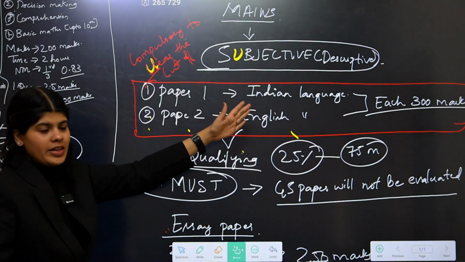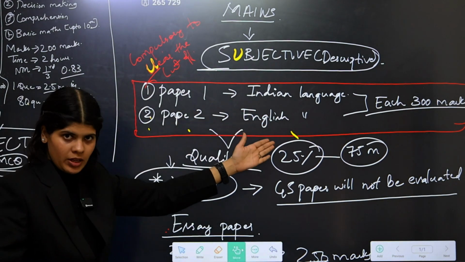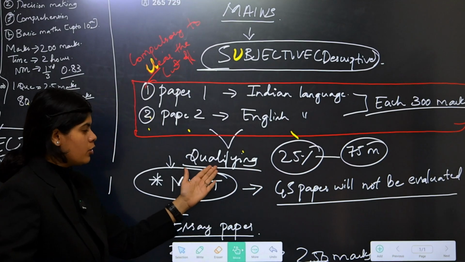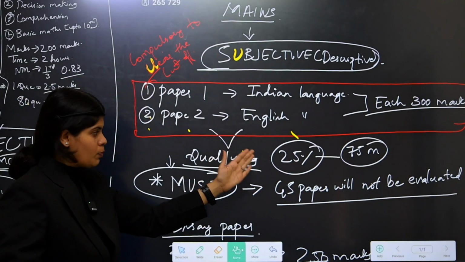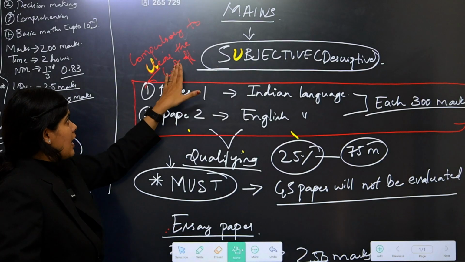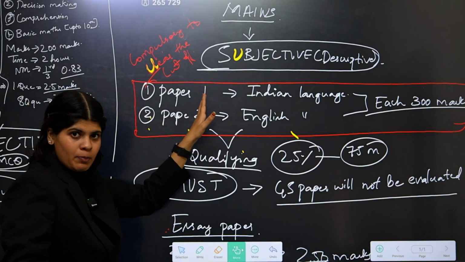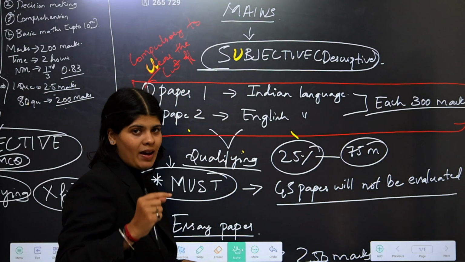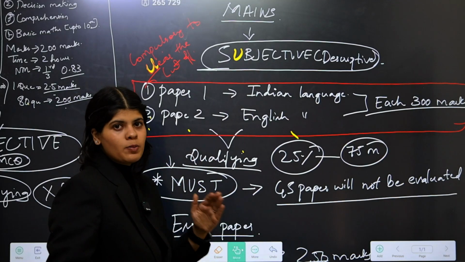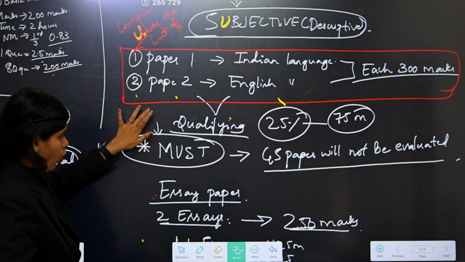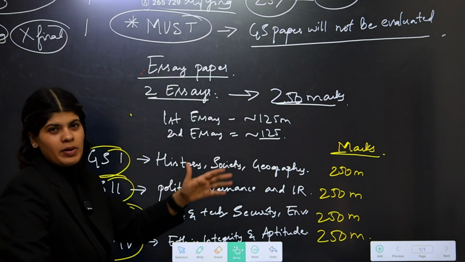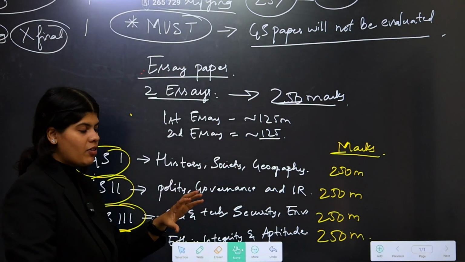First paper is your Indian language paper, second paper is your English paper. Each paper is for 300 marks, and you need to get qualifying marks in both papers, which is 75 marks in each paper. And these papers are compulsory so that your next papers are evaluated. If you are not getting the cutoff in these papers, your next papers are not going to be evaluated. So after this you will write an essay for 250 marks. One essay will be approximately 125 marks, 125 marks.